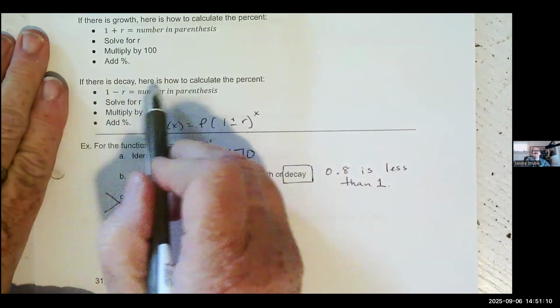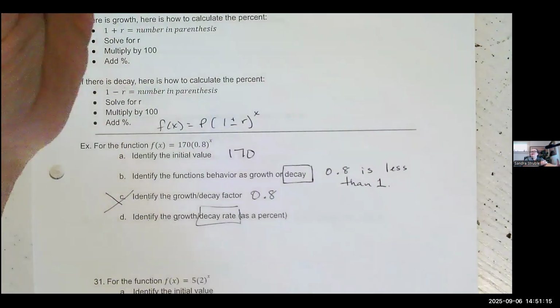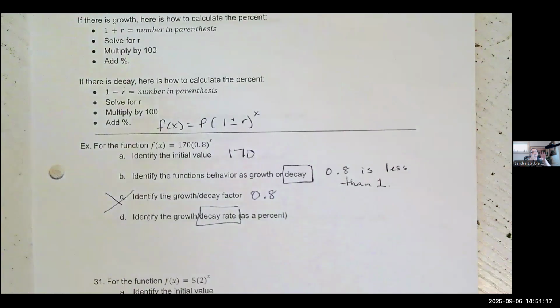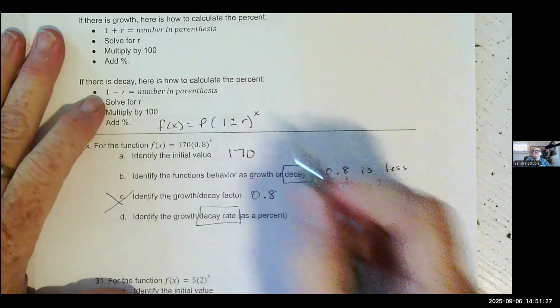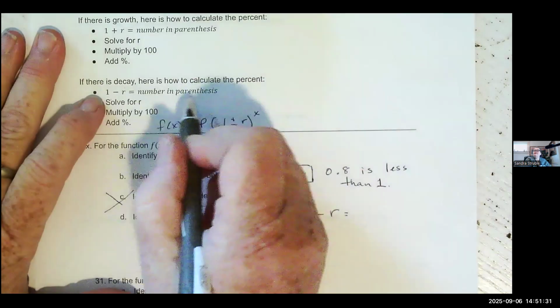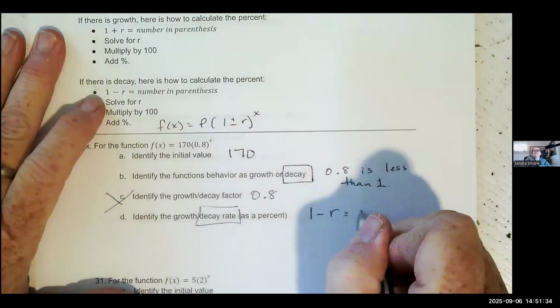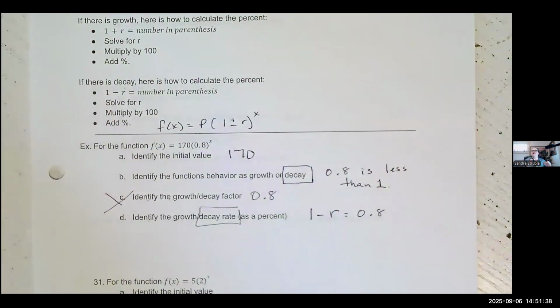So if there's decay, here's how we're going to calculate the percent. Decay is more difficult than, for some people, than growth. And you'll see why when we get to that. Okay, so because we know it's decay, I'm going to take 1 minus R and put that equal to the number in the parentheses. All right, now all we have to do is solve for R.